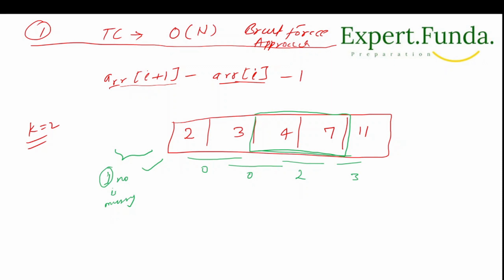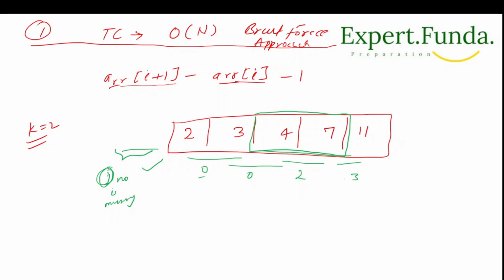That we can see, right? Previously, how many numbers were missing? One number was missing. Now it is 0 between 2 and 3, 0 between 3 and 4, and between 4 and 7 two elements are missing, and between 7 and 11 there are 3 missing numbers, right?